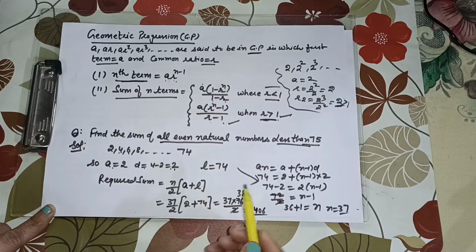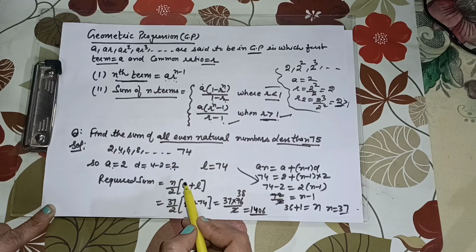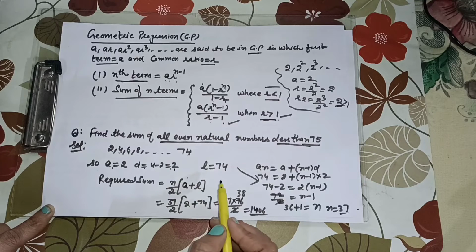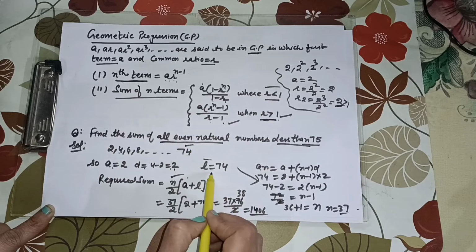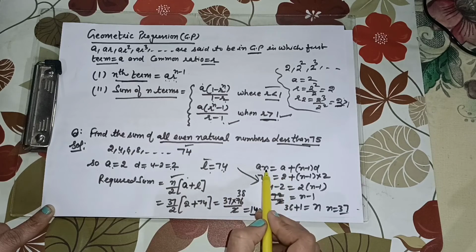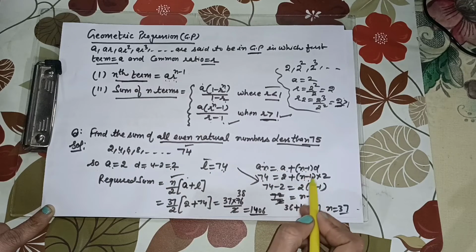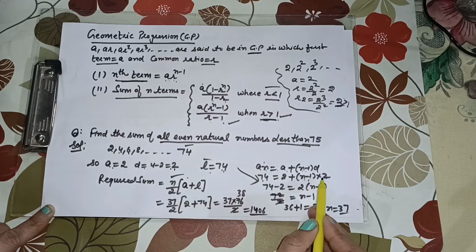We have to find the sum. For the sum we can use two formulas, which I have already discussed on the previous sheet: n by 2 (a plus l) and n by 2 inside the bracket 2a plus (n minus 1)d. In both formulas there is a requirement of n, but we do not have n. So how do we find n? The last term is given: l is 74. So I will use the formula an is equal to a plus (n minus 1)d. It is also known as an, or we can say it is l; it's the same thing. I will write here 74. a is given as 2, and n I don't know. d is already calculated as 2. So 74 minus 2 is equal to 2(n minus 1).